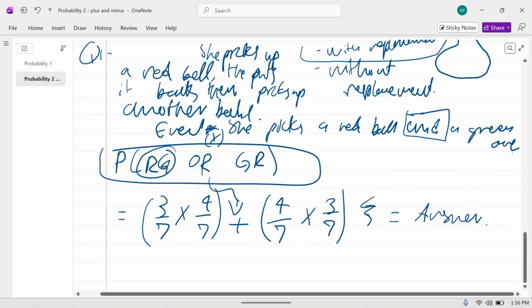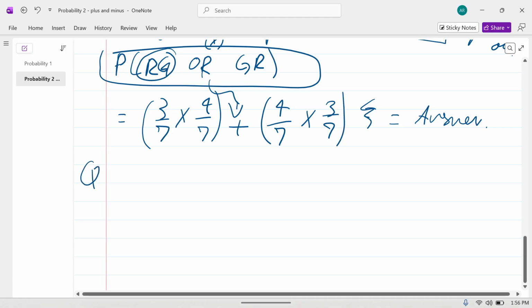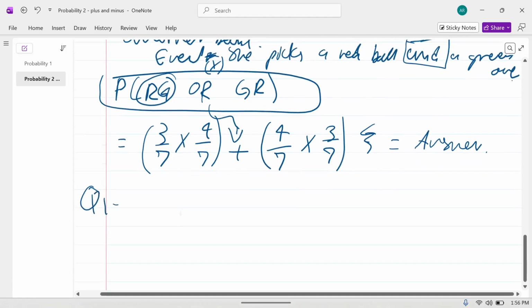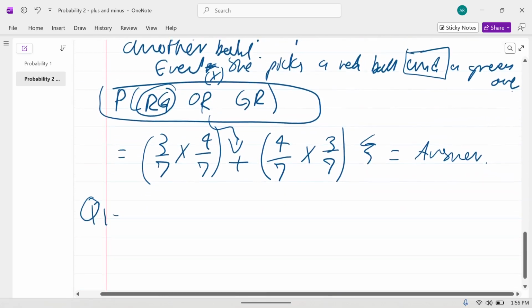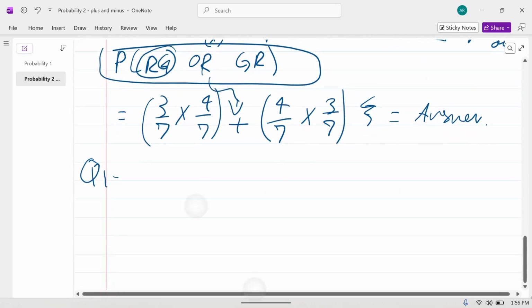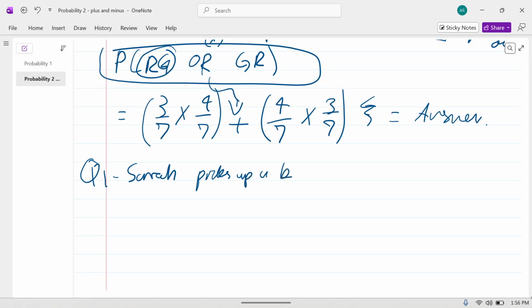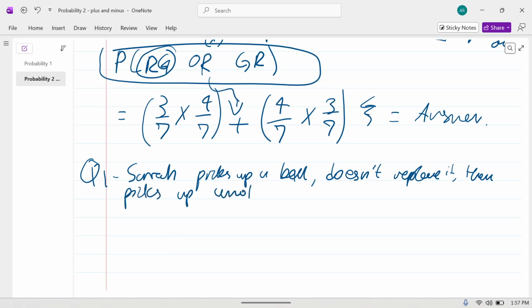Let's do the same thing now without replacement. Let's name her Sarah this time. Sarah picks up a ball, right? And then she doesn't replace it. Then she picks up another one.